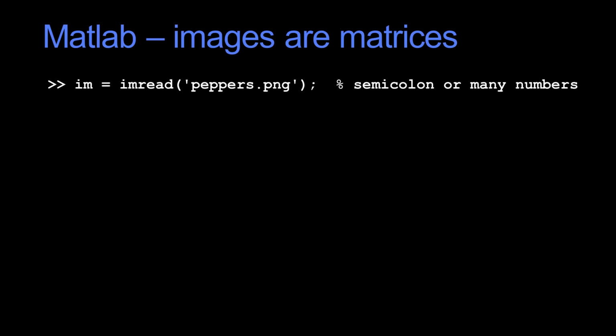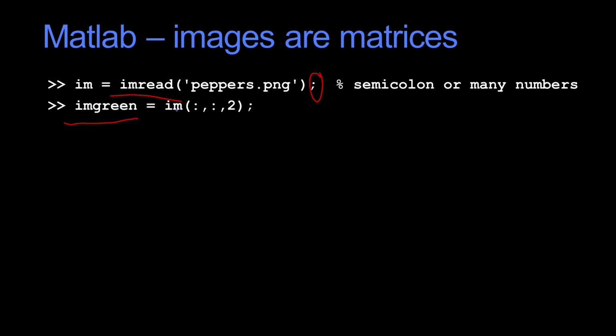So in Matlab, images and matrices just work really well. Here's all it takes to read an image. We've got this function imread, and we're going to read in a file, peppers.png. And by the way, if you don't put these semicolons in there, Matlab spits out all the numbers, which is incredibly painful. And then what we're going to do here is take just the green channel.